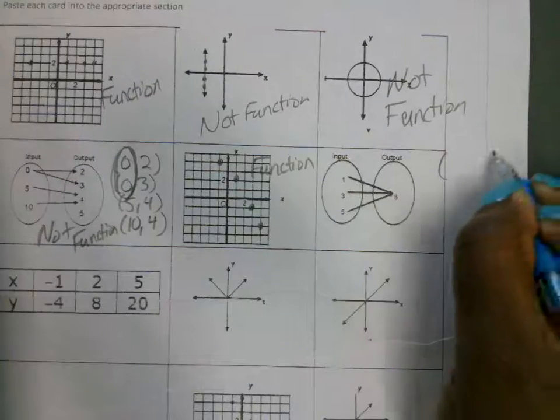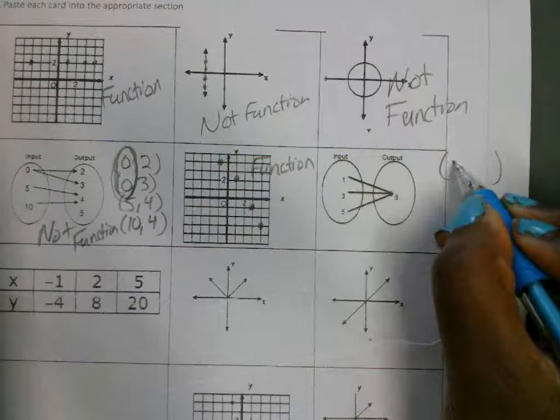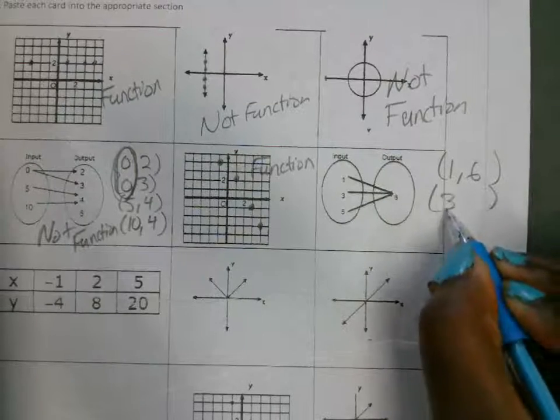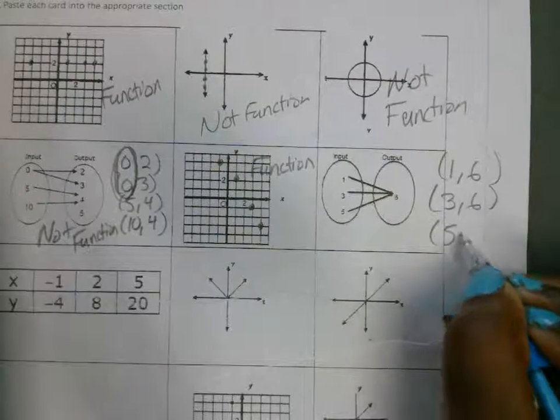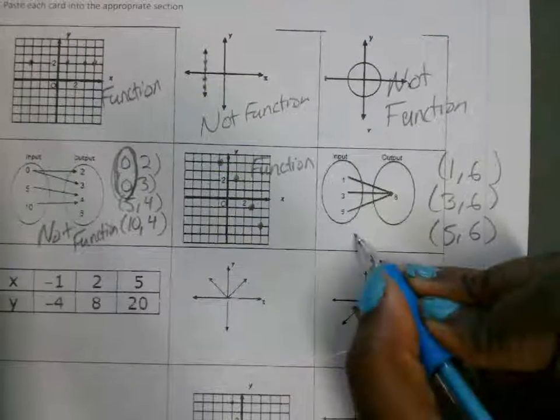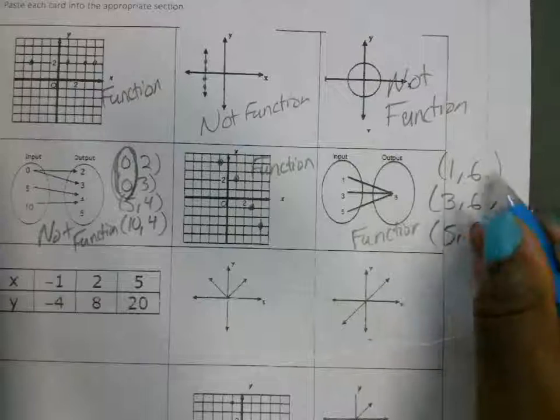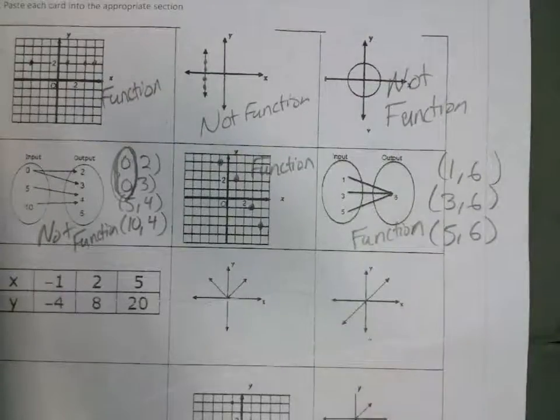Let's list the ordered pairs. What's the first ordered pair? 1, 6. The second? 3, 6. The third? 5, 6. Function or not a function? Function. This is definitely a function. The x values are all different. Doesn't matter that the y's repeat. The x's can't repeat.